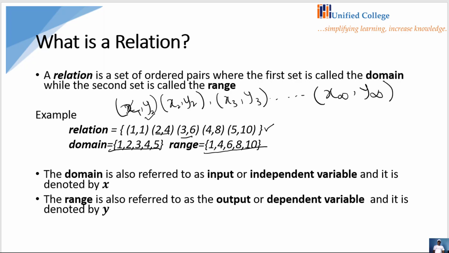Now don't forget that the domain is also referred to as the input. Now if you have a relation in mathematics, the domain is usually referred to as the input or the independent variable, and then it is usually referred to as the x in your equation in mathematics. Also, the range is referred to as the output of your relation, the dependent variable, and it is denoted by y.